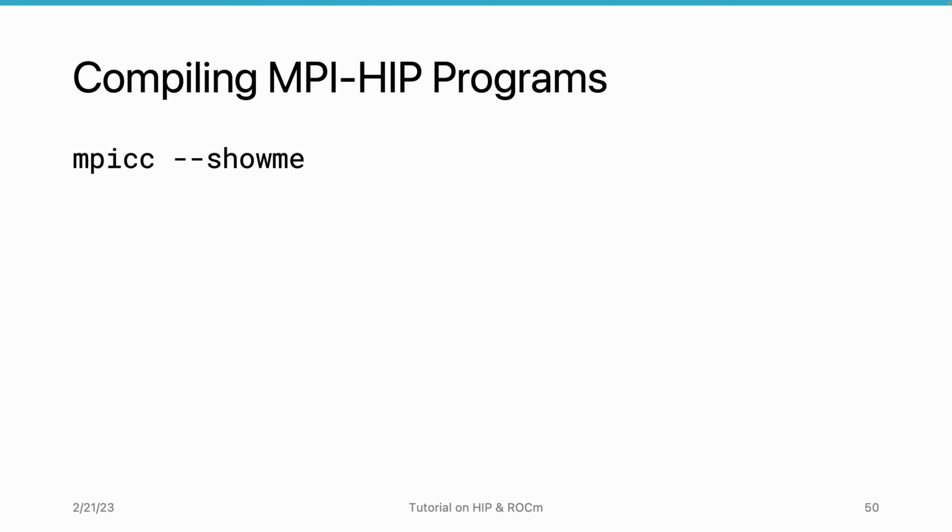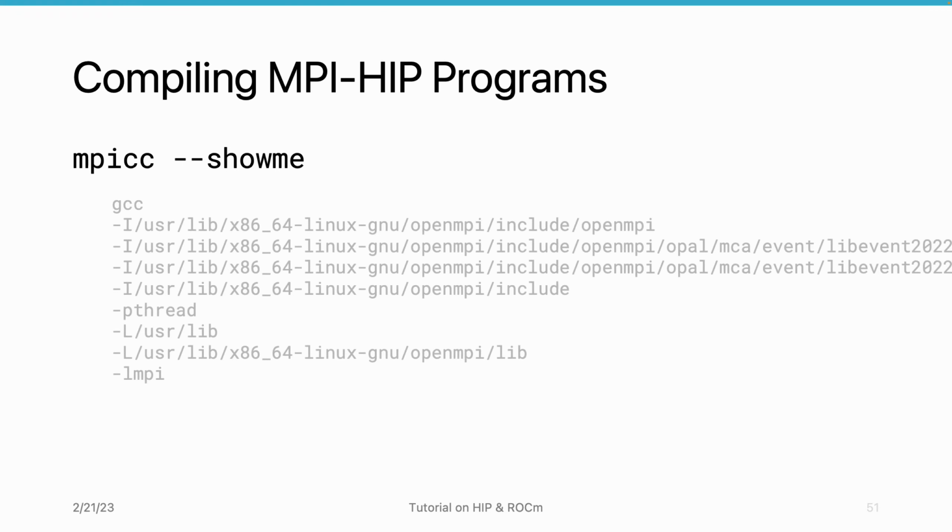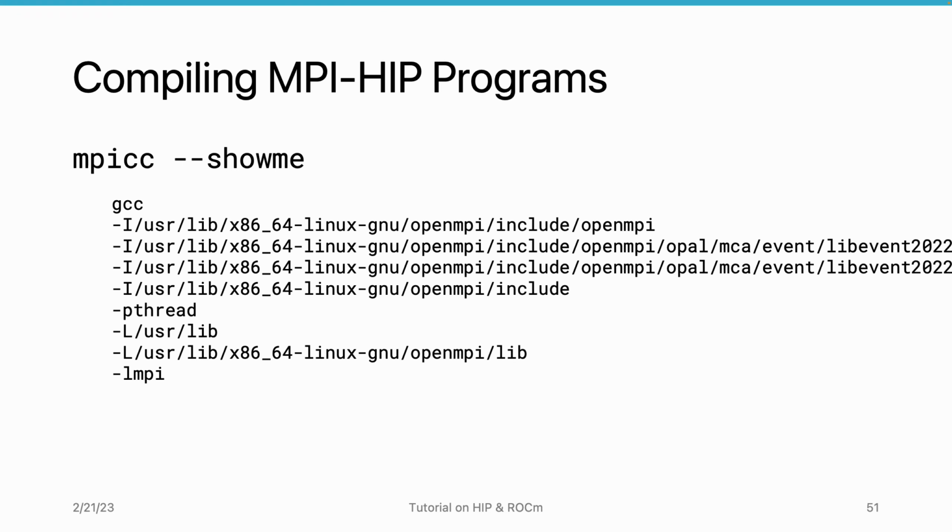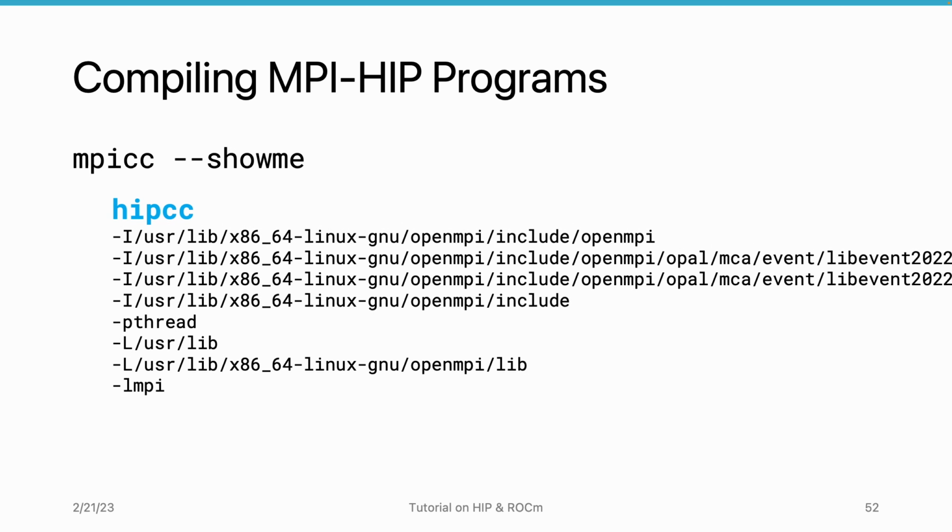So let's see how to write this HIP program, how to compile, and how to execute these MPI HIP programs. When we program a regular MPI program, we typically use the mpicc compiler. mpicc is nothing special, it's just a wrapper of the regular GCC compiler. We can use the mpicc -show me command to show the actual command that we're going to use. For example, in my environment, mpicc is actually using the GCC compiler, so we can simply replace GCC in this command with hipcc, and copy-paste the whole command.